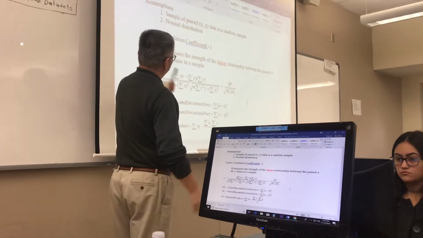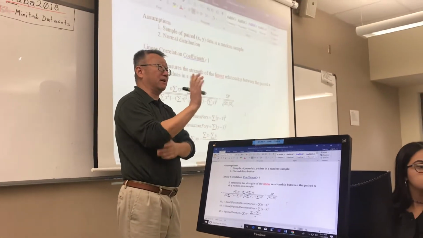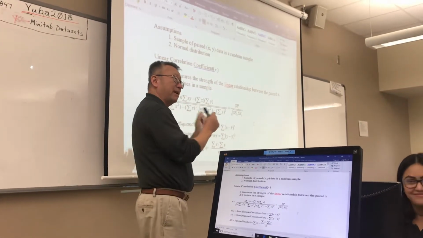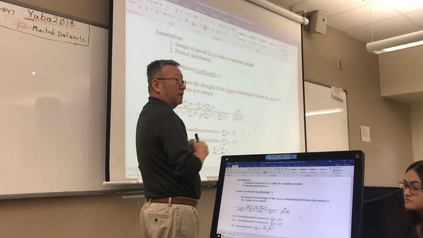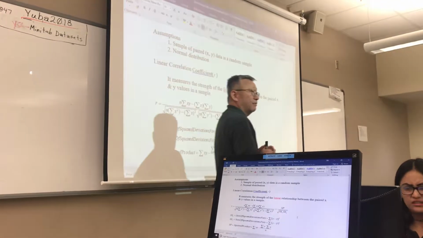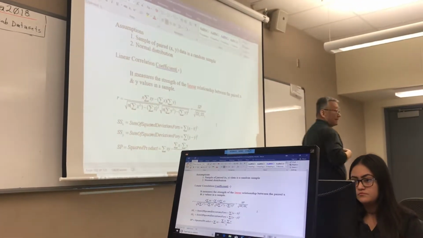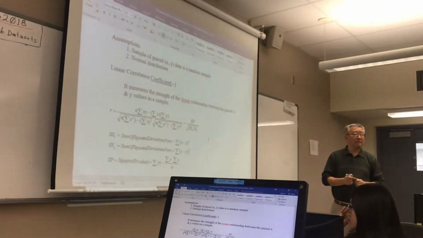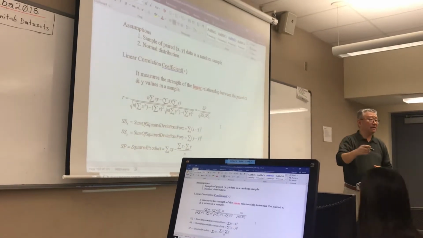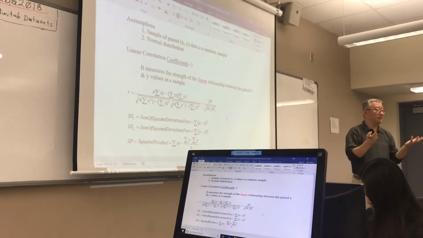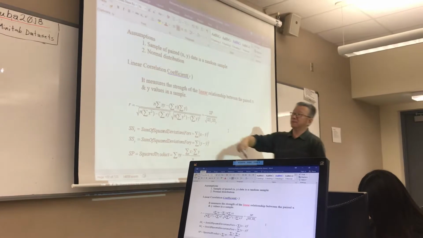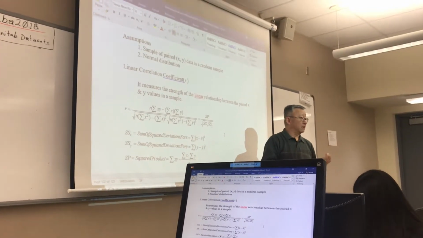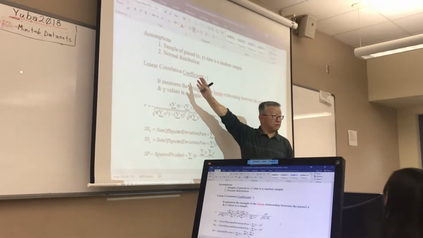Now, the key thing here is this. The linear correlation coefficient measures the strength of a linear relationship. What do I mean by linear relationship? A line. It has to be a line. If it's not a line, then you cannot use this. We have something other than the linear coefficient for non-linear relationships. This must be the linear coefficient.